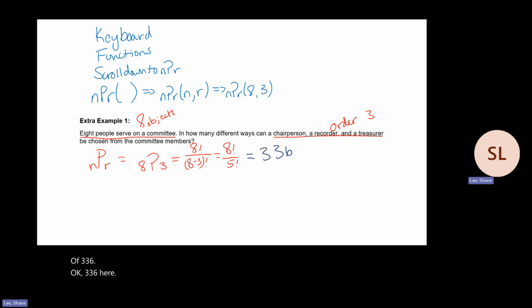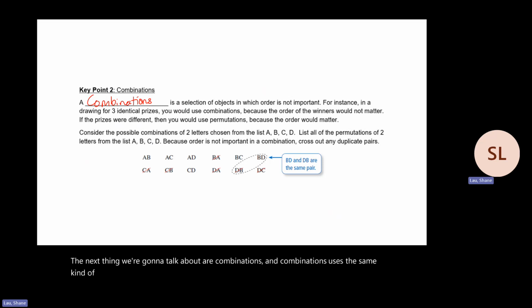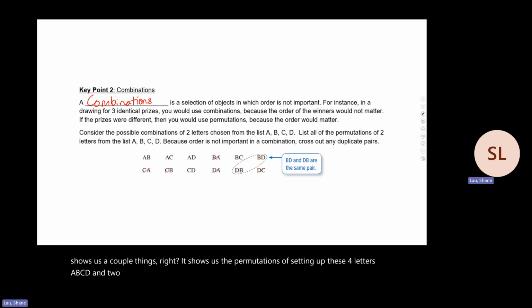The next thing we're going to talk about are combinations. And combinations uses the same kind of principle as permutations, just slightly different. So if we look at this problem here, it shows us a couple things. It shows us the permutations of setting up these 4 letters, A, B, C, D, and 2-letter groupings or pairs you want to call them.